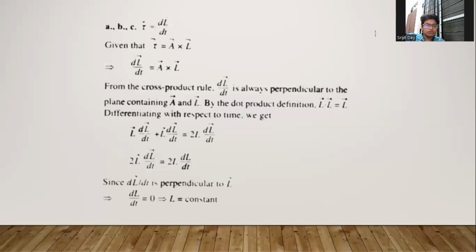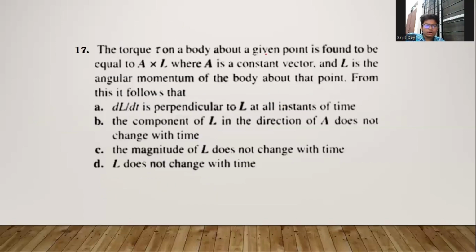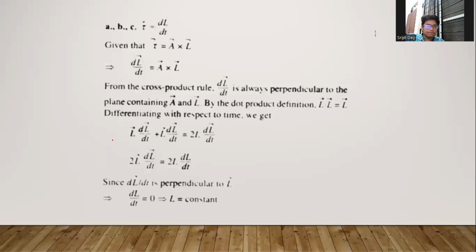Over here, you actually need to do nothing. You just need to understand your concept of dL/dt and the concept of torque equal to A cross L, where A is a constant vector. So basically, you have to do nothing. First, I'm telling you the answer. The answer is A, B, and C.